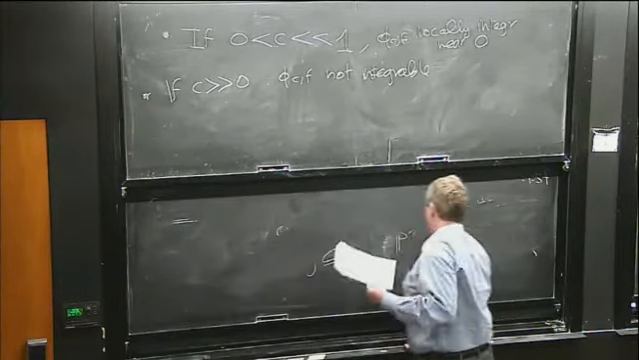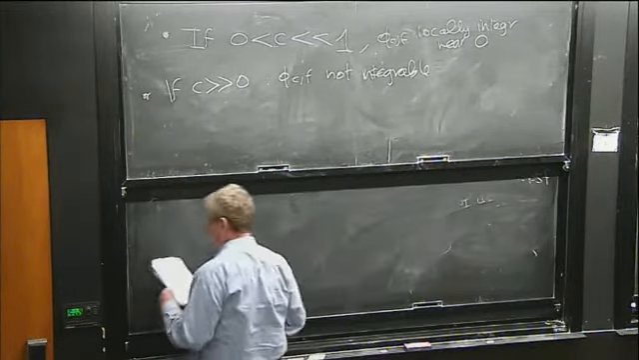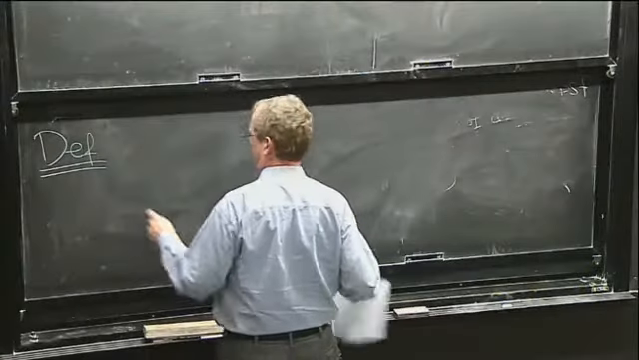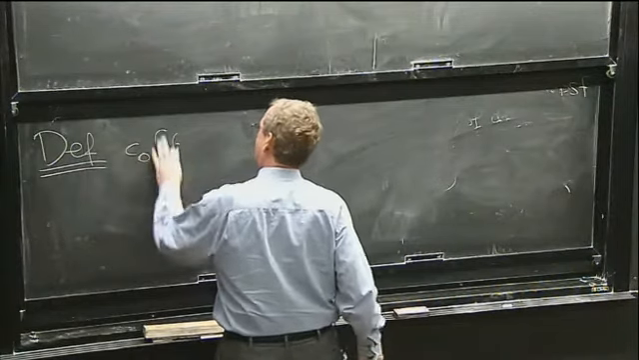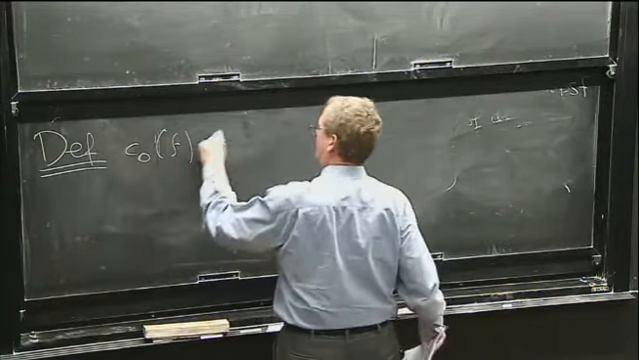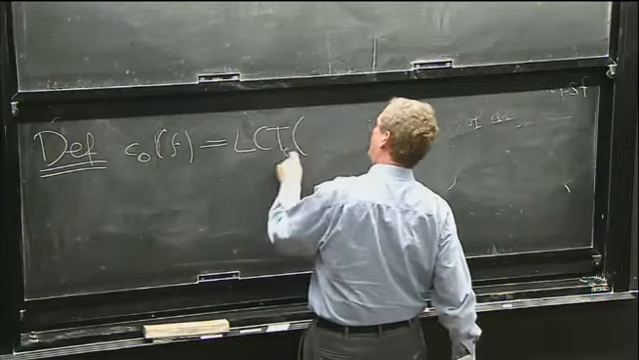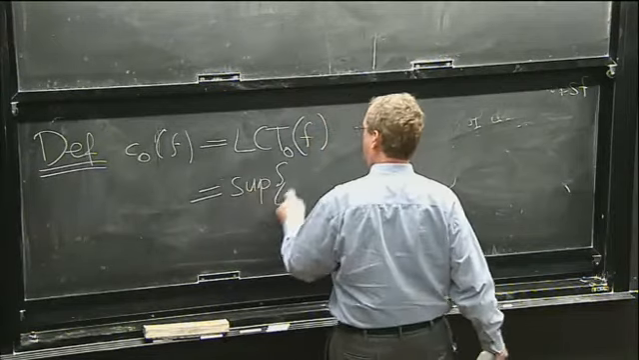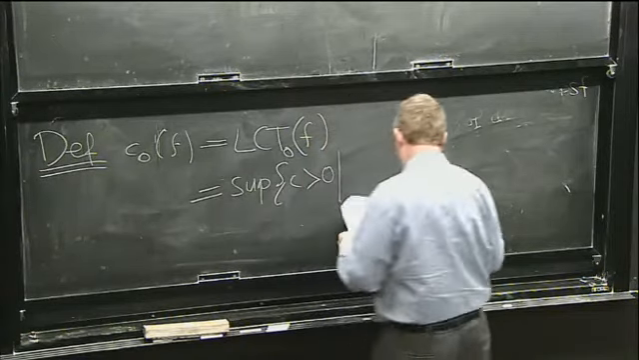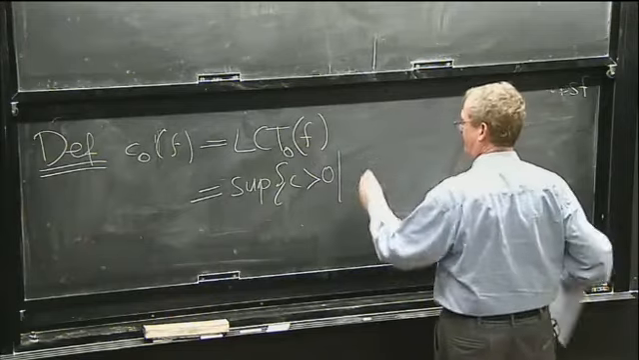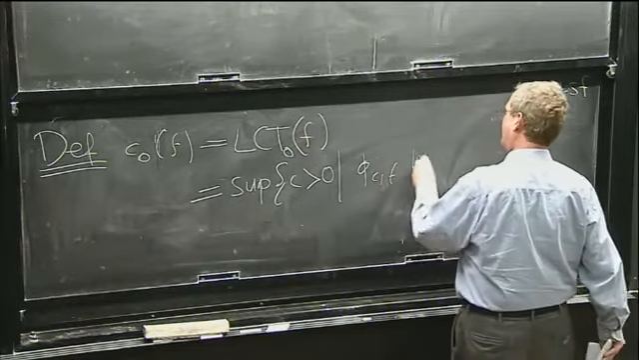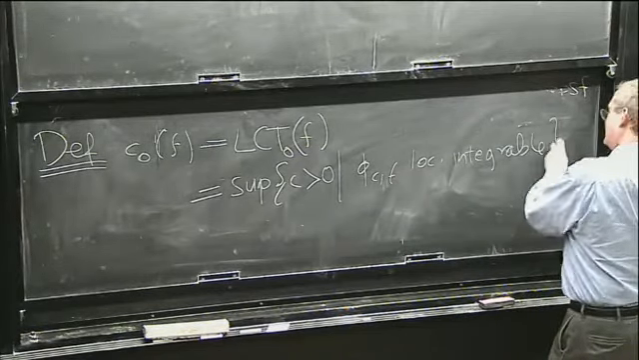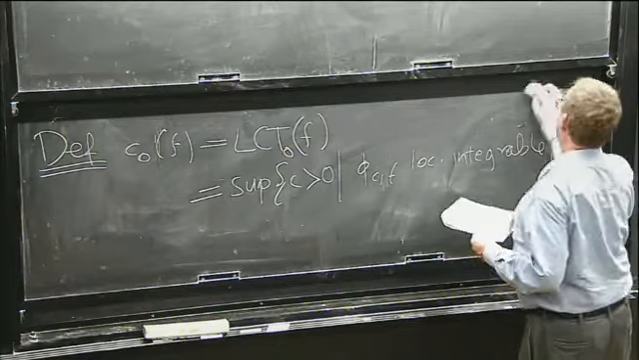OK, so here's the definition. It was maybe first introduced by Varchenko or the Arnold school. So c_0 of f, which in algebraic geometry might be called the log canonical threshold of f, is the supremum over all these c where this function is locally integrable. So this is some real number, and this is the star of the show today.